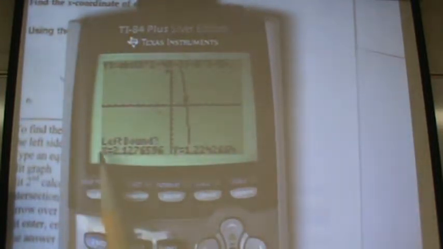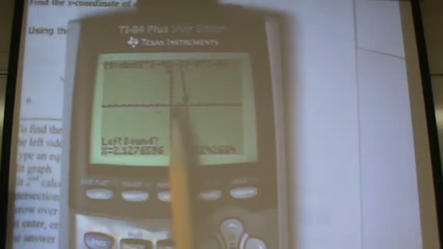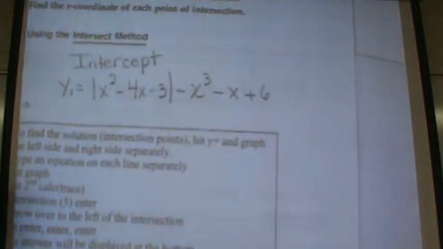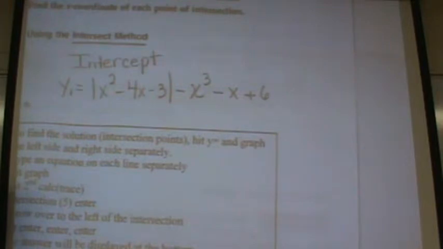Okay, now it's saying left bound. Make it 1, or you could use 0. Then the right bound, I'm going to say 3. Hit enter. We're not going to guess, so we're going to hit enter again. And there it is. You have it? Got it. Okay, good. Now, let's try this on the Inspire.